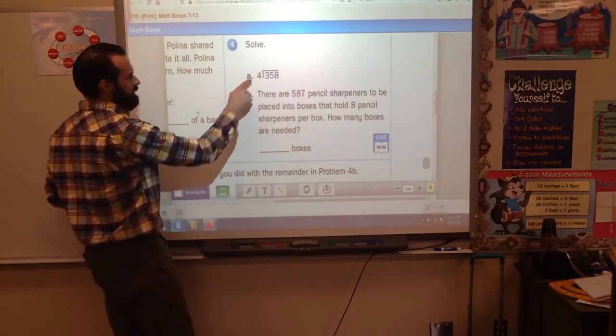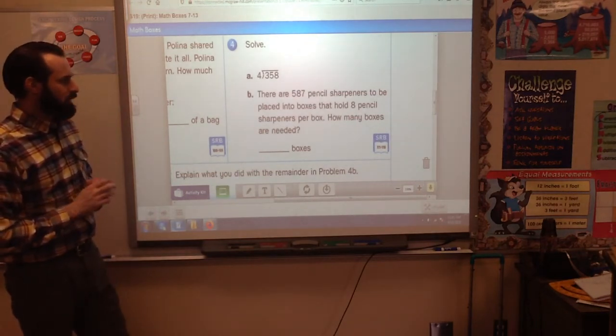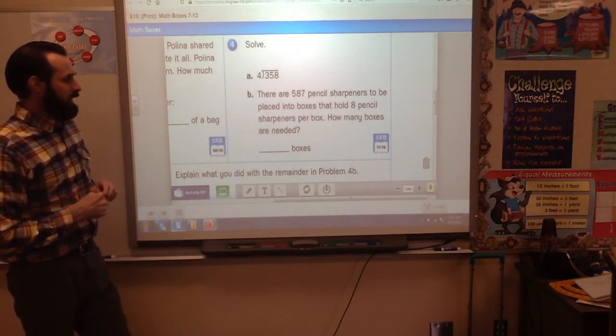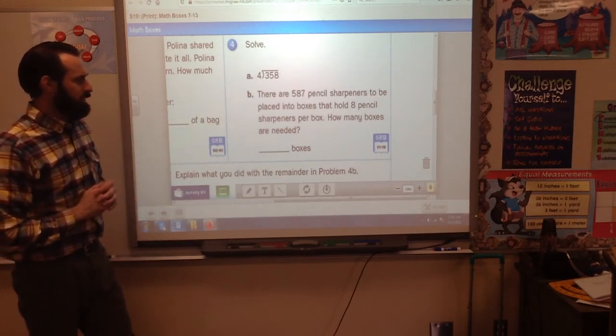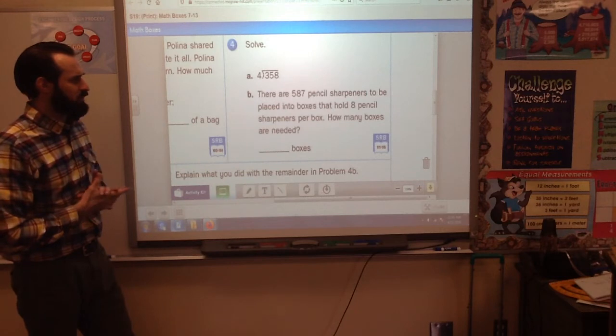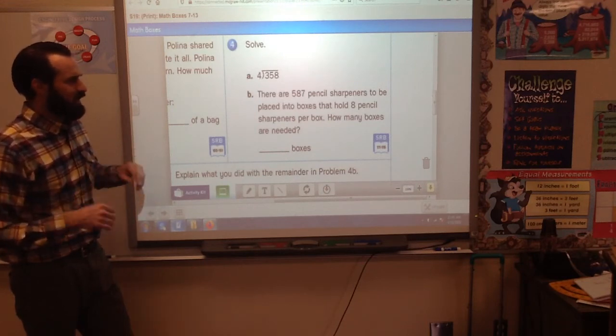On this one, we're solving 358 divided by 4. And then I think it would also be a good idea to do this other one. There are 587 pencil sharpeners to be placed in a box that holds 8 pencil sharpeners per box. How many boxes are needed? That's just a division problem.